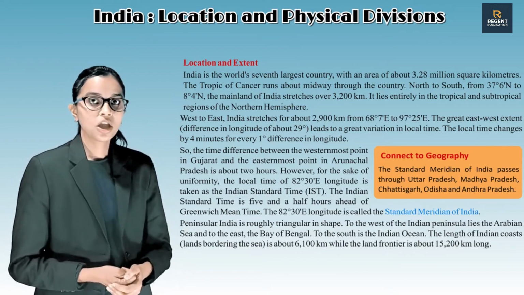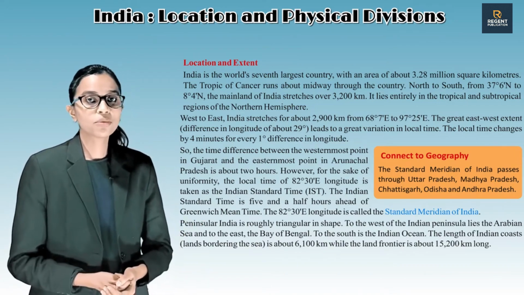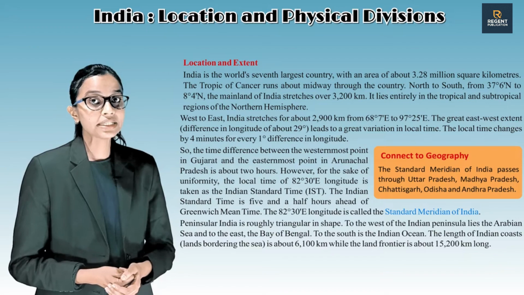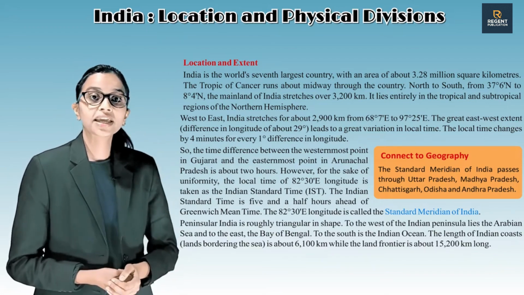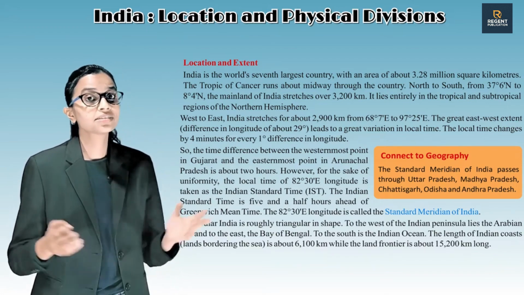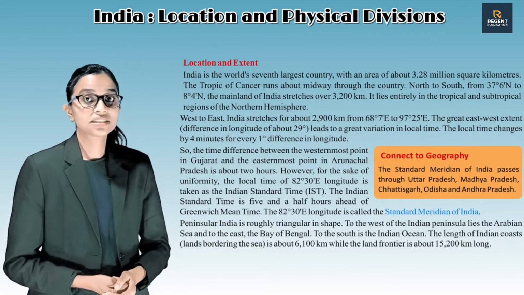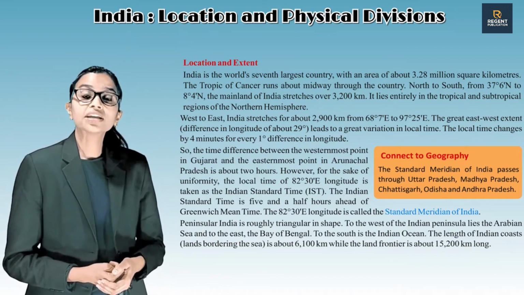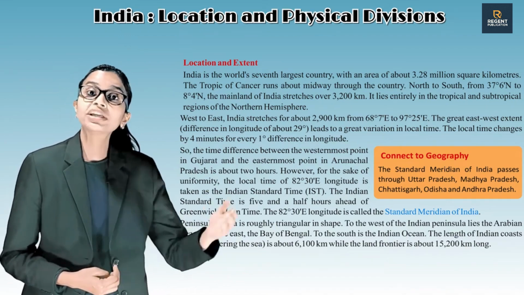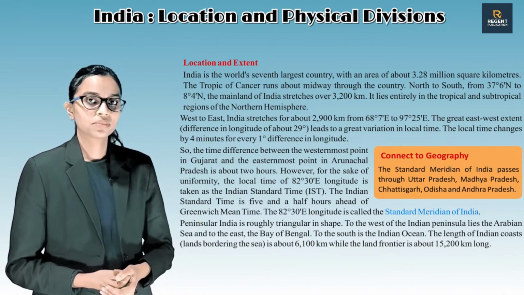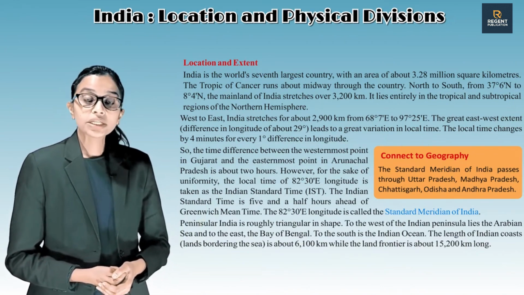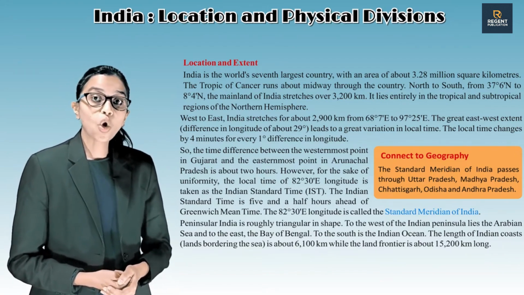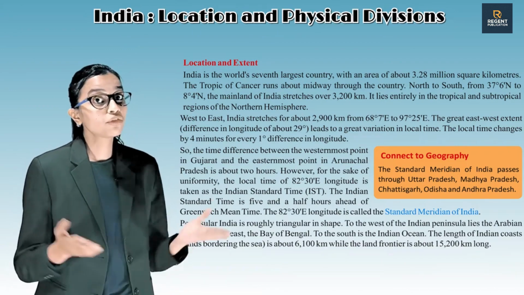hours. However, for the sake of uniformity, the local time of 82 degree 30 minute east longitude is taken as the Indian Standard Time, IST. The Indian Standard Time is 5.5 hours ahead of Greenwich Mean Time. The 82 degree 30 minute east longitude is called the standard meridian of India.